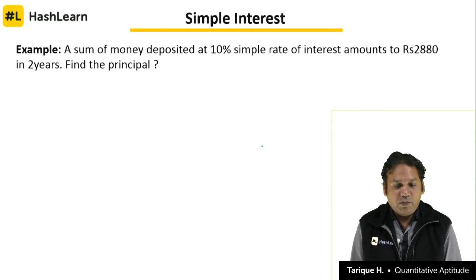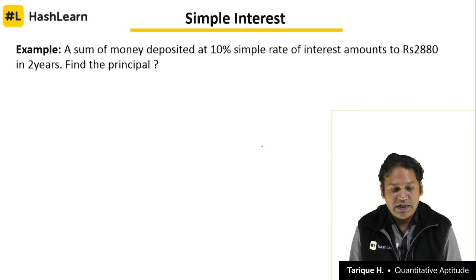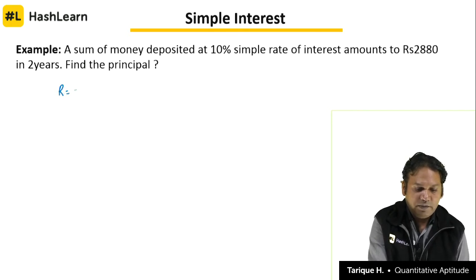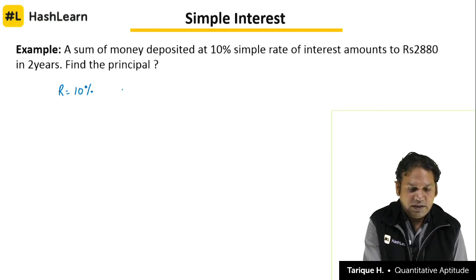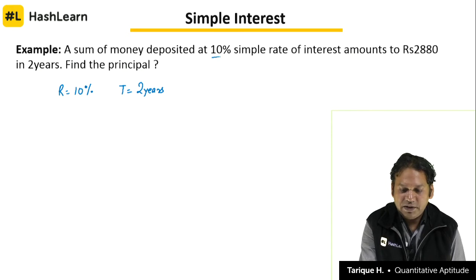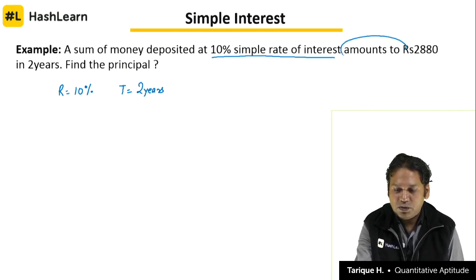A sum of money deposited at 10% simple rate of interest amounts to rupees 2880 in 2 years. Find the principal. So can you calculate and post the answer in the comment section? A sum of money deposited at 10%. What is the rate percent here? Rate percent is 10% per annum. What is the time period here? Time is 2 years. And what is given to you?